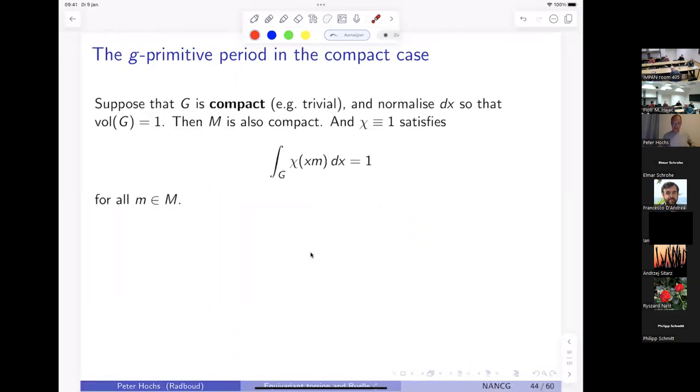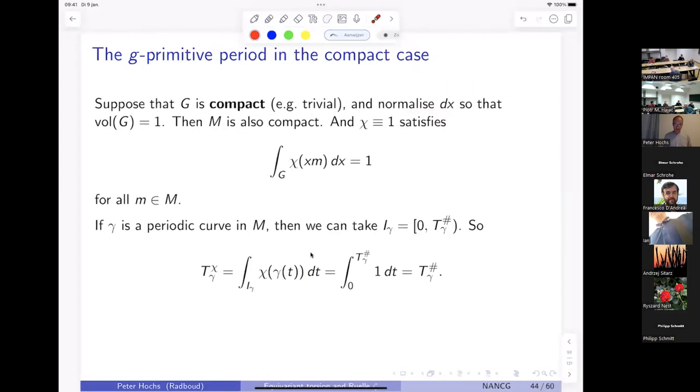Just to clarify this a little bit, in a compact case, for example, where the group is trivial, we can normalize the Haar measure so that the volume is 1, M is also compact now, and we take the cutoff function 1. Now this I gamma, as I said earlier, we can just take the interval from 0 to the primitive period. Then you take the integral over that interval of your function, which is now constant 1, and it gives back the primitive period. So at least in the trivial case, where the group is compact, you get back the actual primitive period.